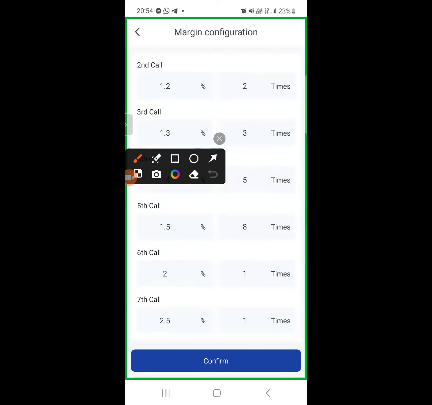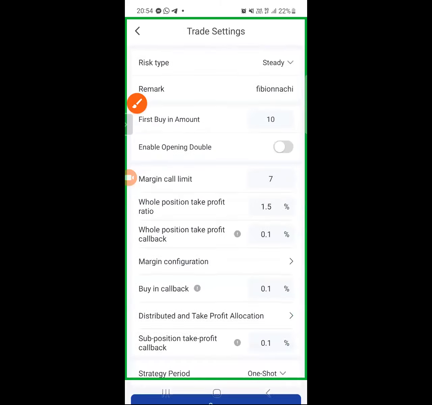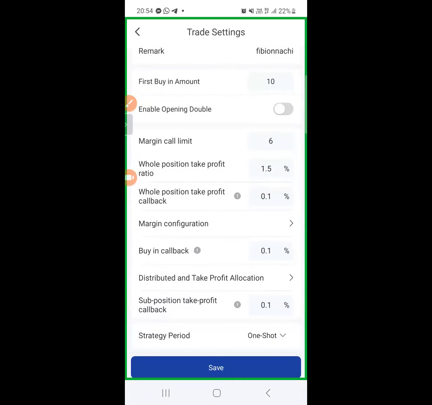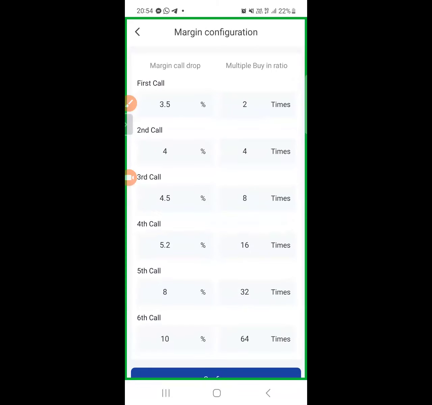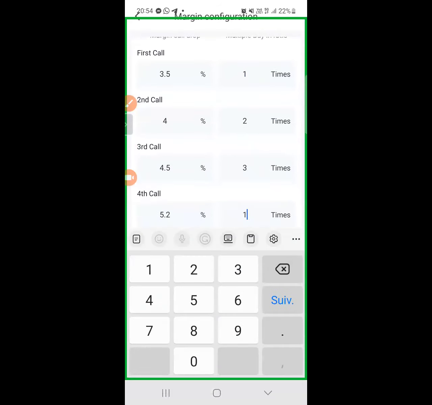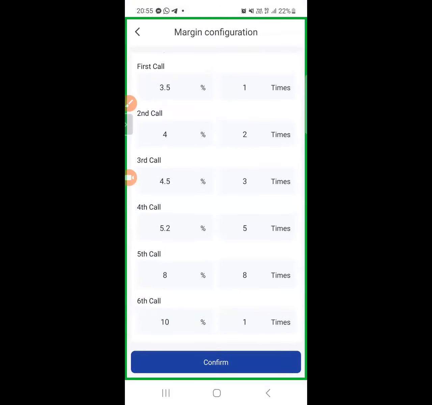So when you do, you can take a screenshot. You have to cancel this and you put 6 margin calls. So let me confirm it and go and reduce here to put 6 margin calls, okay? Then I'm going back to the margin configuration. So I do here 1, here I do 2, here I do 3, here I do 5, here I do 8, okay? Then here I do 1. So the total amount will be 200.